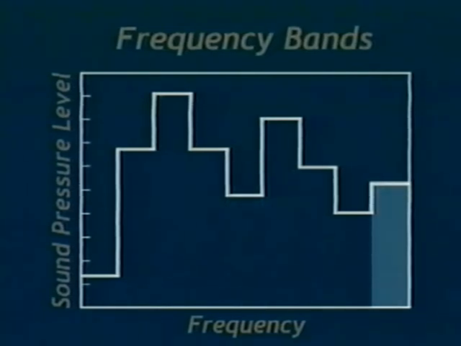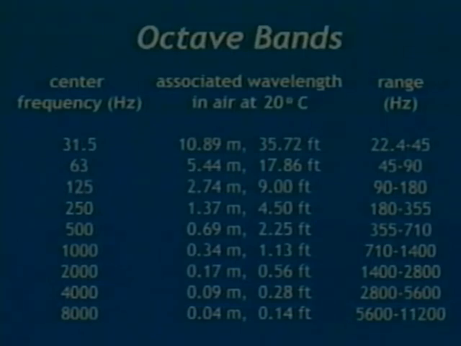For octave band analysis, the entire frequency spectrum is divided into 1 octave bands. A list of these bands is shown in the table. The center frequency of each band is 1 octave higher than the previous band. Notice the center frequency's associated wavelengths. For the frequency of 31.5 Hz, the wavelength in air is 10.89 meters, or 35.72 feet, and for the frequency of 8,000 Hz, the wavelength is 0.04 meters, or 0.14 feet.